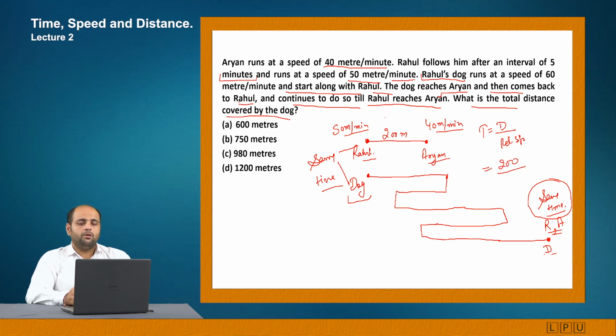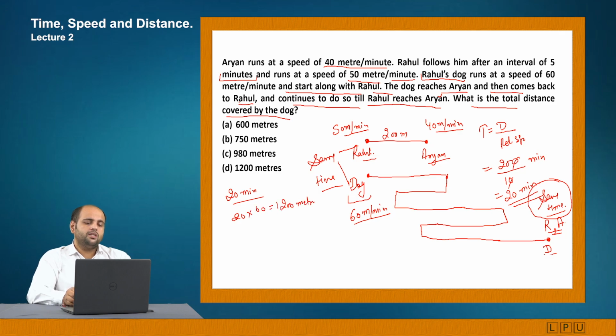Speed will be, if two things are going in the same direction, the difference, so 50 minus 40, that will be 10 meter per minute. Distance is in meters, so time will be in minutes. So it will be 20 minutes. So in 20 minutes Rahul will catch Aryan, and the dog is running for 20 minutes. What is the speed of the dog? That is 60 meter per minute. So if I travel a distance of 60 meter in 1 minute, then in 20 minutes, 20 into 60, that will be 1200 meters. So it is the total distance traveled by the dog.